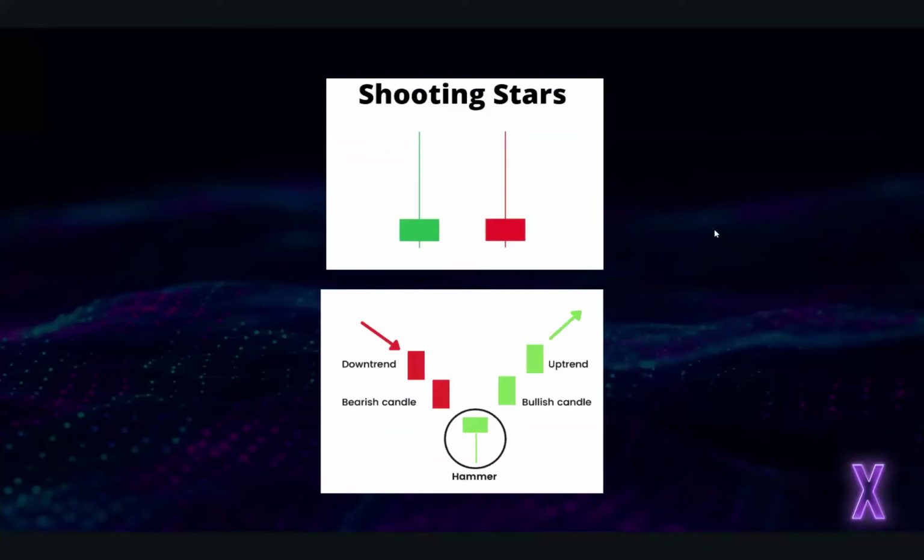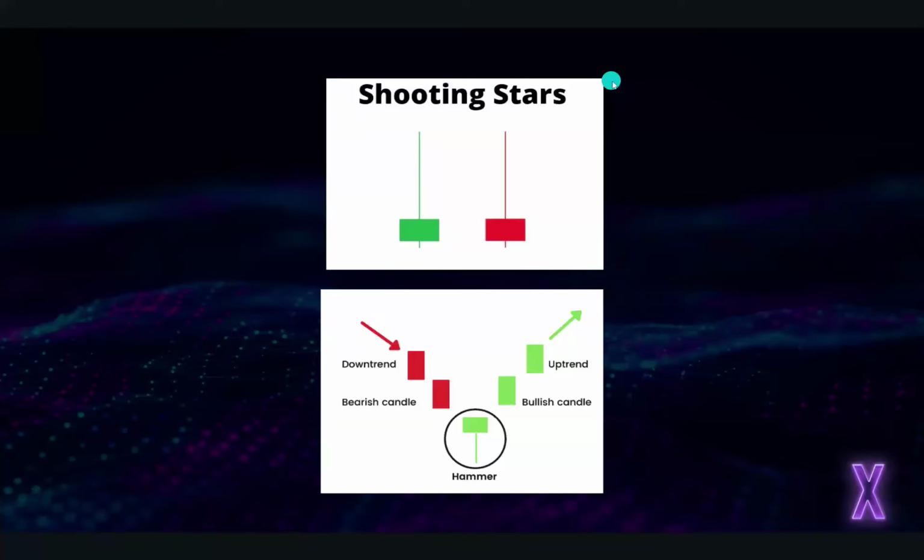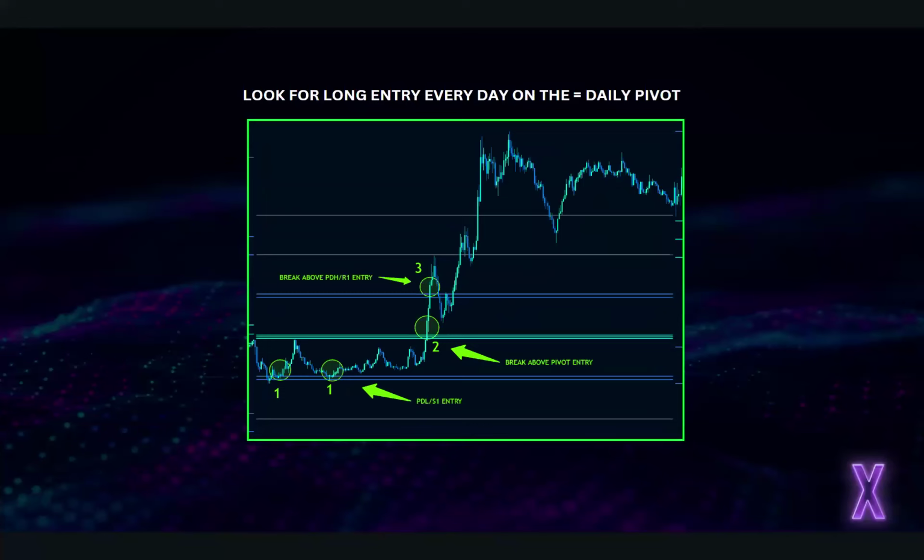Another confluence candle that we can look for is shooting stars. Shooting stars are going to be our short confluence candles that we'll look for at those key areas that I've marked out on the chart. Or we're going to use a hammer. Our shooting stars are going to be our short confirmation, and then we're going to be using the hammer candle for our longs. This is going to be our long confirmation.